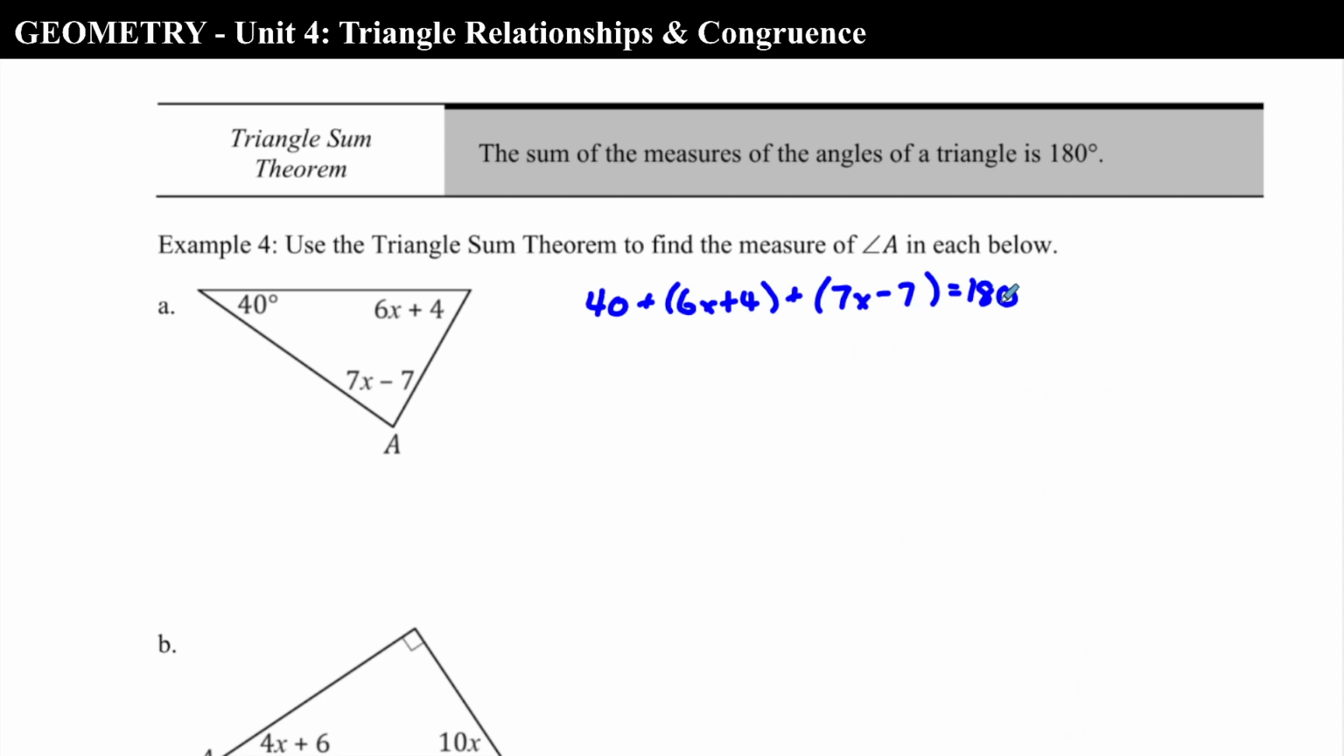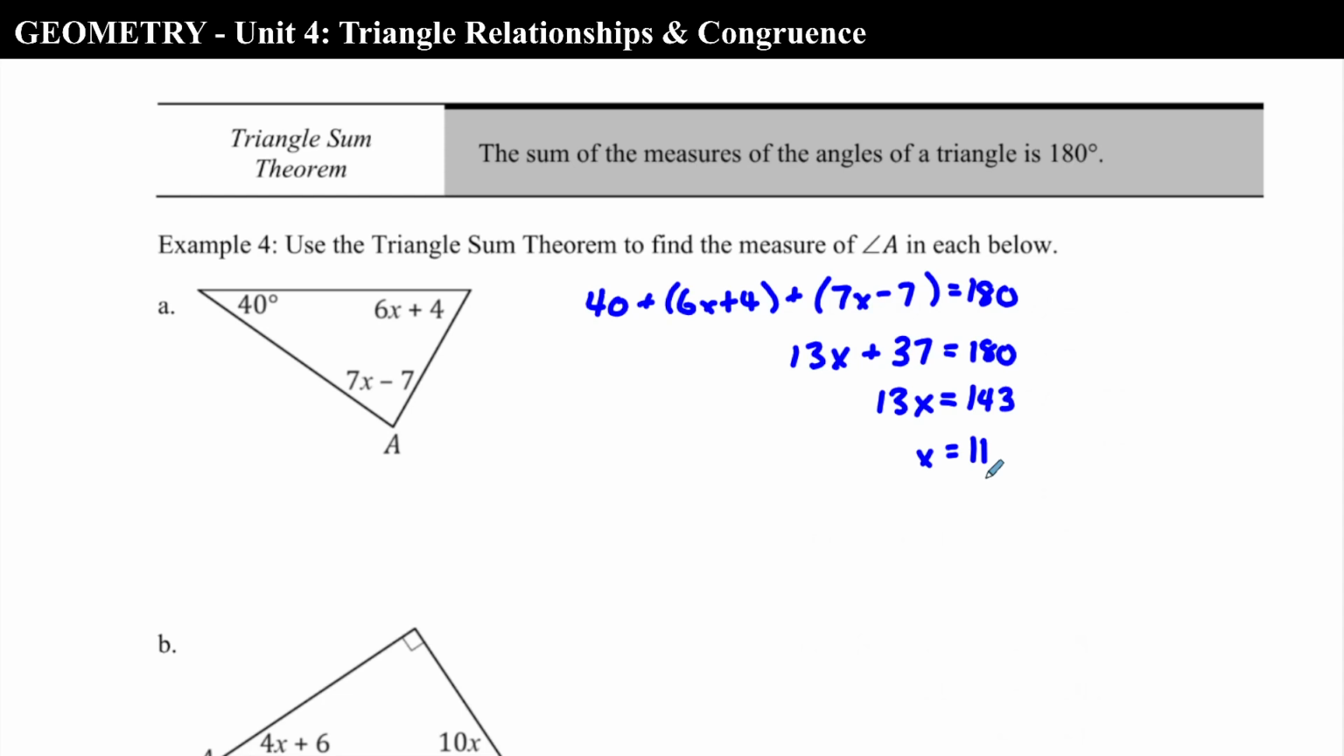So now we're going to combine our like terms. We have 6x plus 7x, that gives us 13x. 40 plus 4 gives us 44, minus 7 gives us 37. And then we subtract 37 from each side. That gives us 143. And then we divide by 13, which gives us x equals 11.